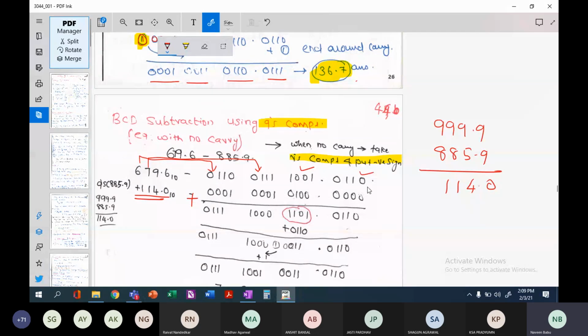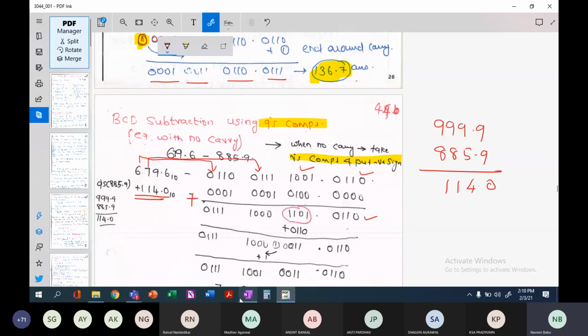We will add these things. When you add, it is 6, which is an invalid code. Here it is 11 because 9 plus 4 is 13, right? So 1011, this is an invalid code. So let us normalize this later. Let us perform the addition first. 7 plus 1 is 8 here. 6 plus 1 is 7 here. And this is an invalid code. What do we do? We add 6 to it.